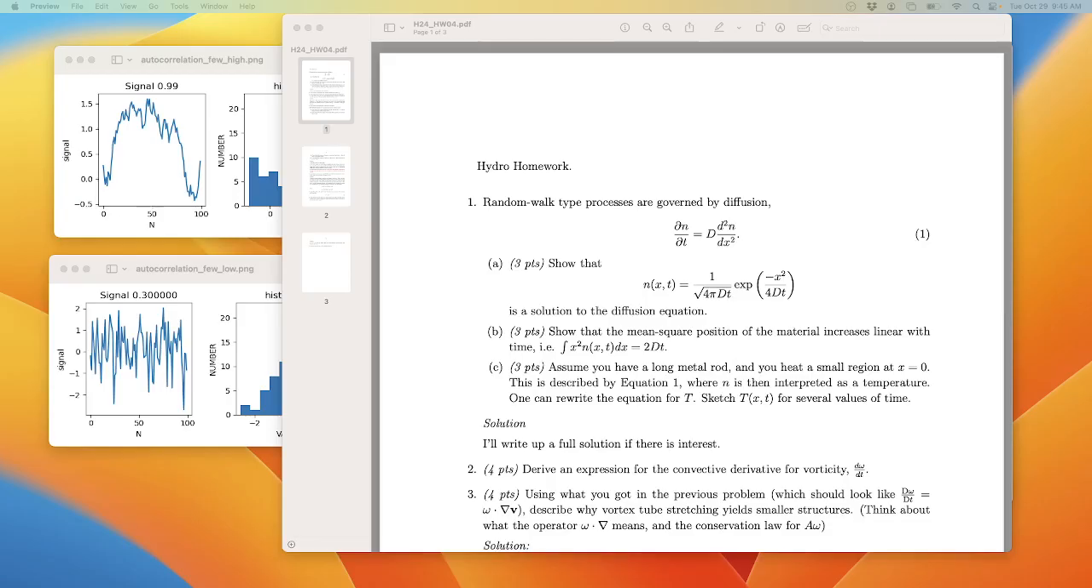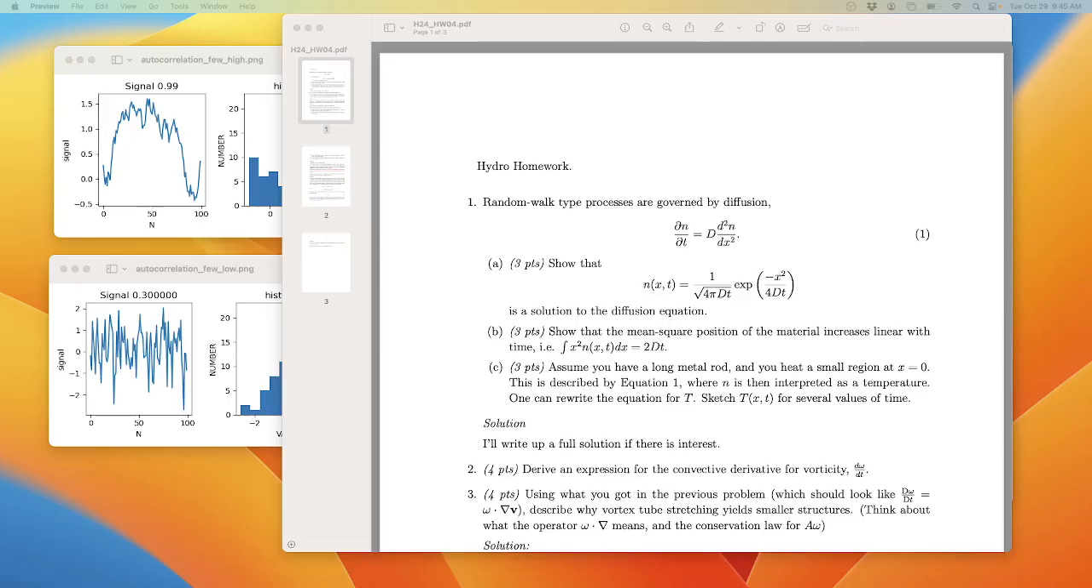Okay, second bit: show that the mean squared of the position of the material increases linearly with time. Specifically, this x squared times n, integrated, goes like 2Dt. This is relatively painless. You just write down x squared n dx, so the average x squared equals the integral of x squared times 1 over the square root of 4 pi Dt, e to the minus x squared over 4Dt. So how do you do this integral?